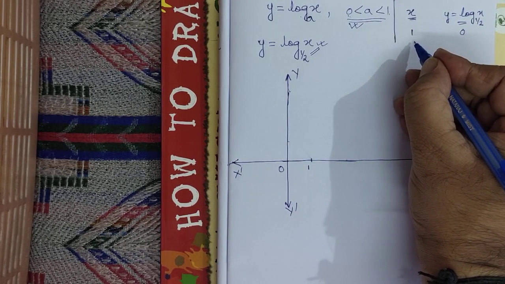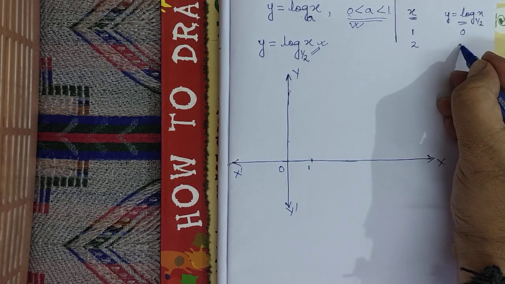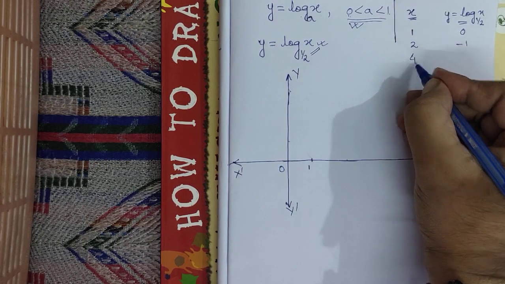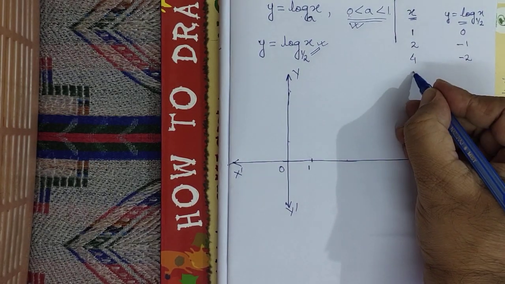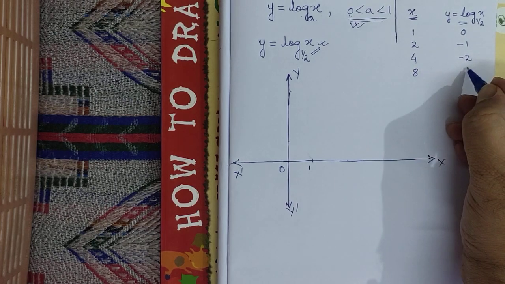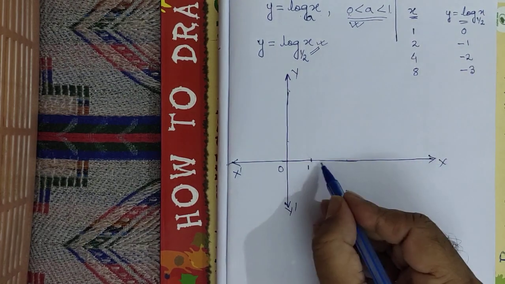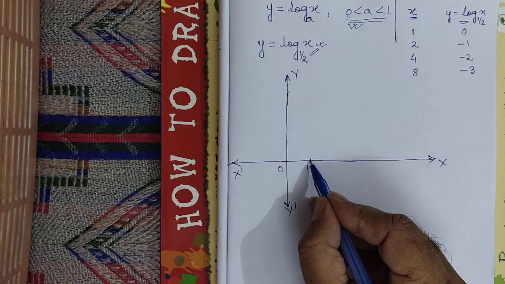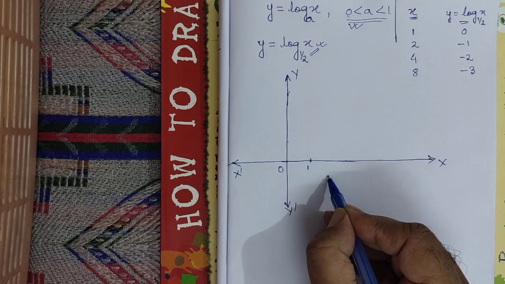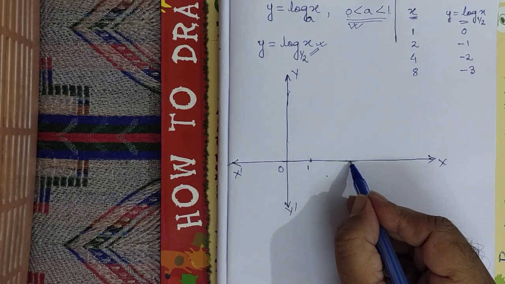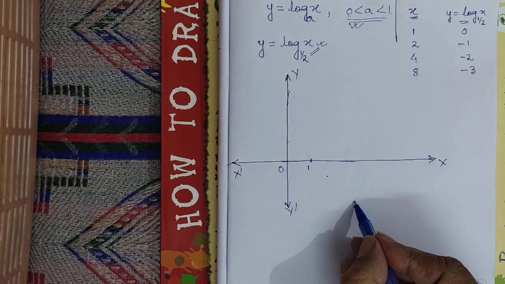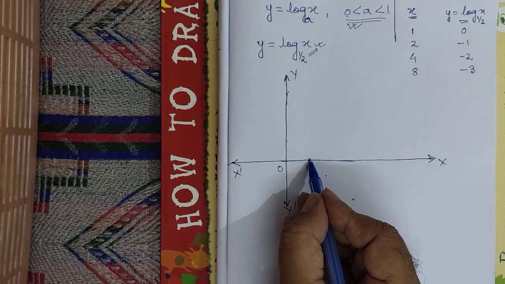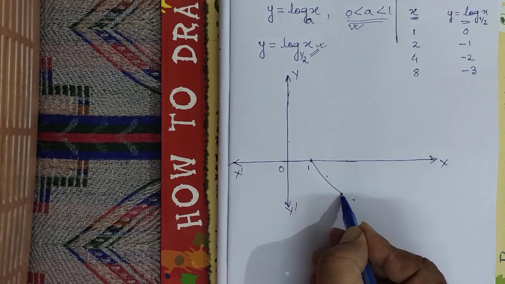Now I will take a value more than 1, say 2. So log 2 base 1 by 2 is definitely minus 1. If I take say 4, it would be minus 2. If I take say 8, it would be minus 3. See, whenever I take 1, it is 0. I take a bigger value than 1, say 2, it would come below somewhere here. I take another value, say 4, yet you are coming down. Take a yet bigger value, you will come down further. So this way the graph behavior is something like this.